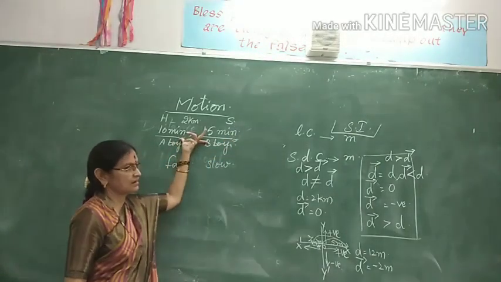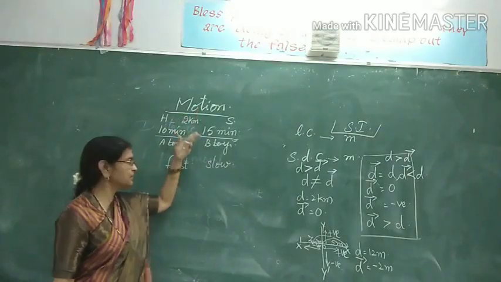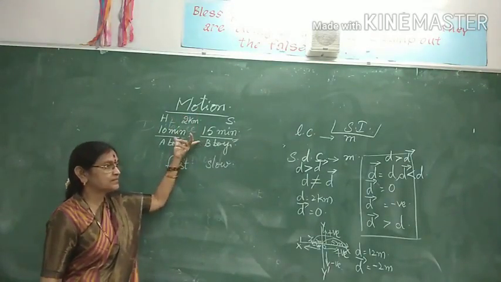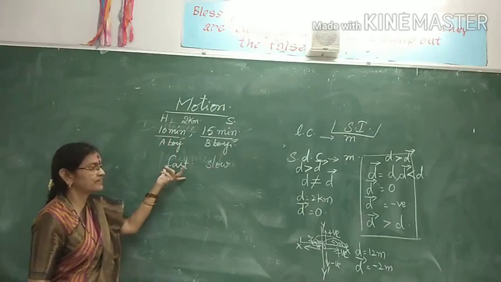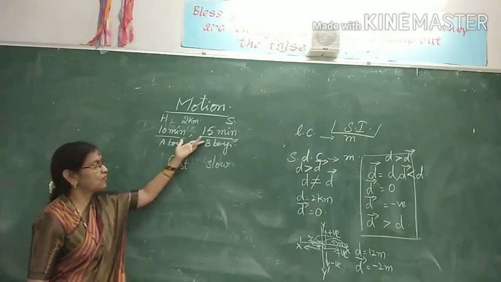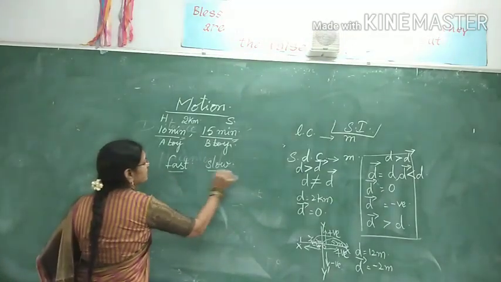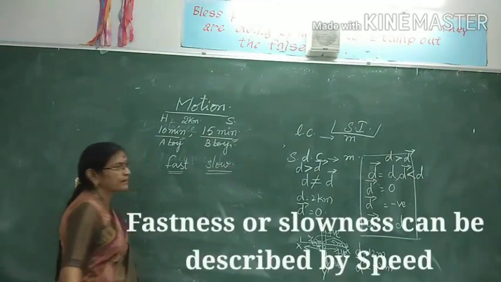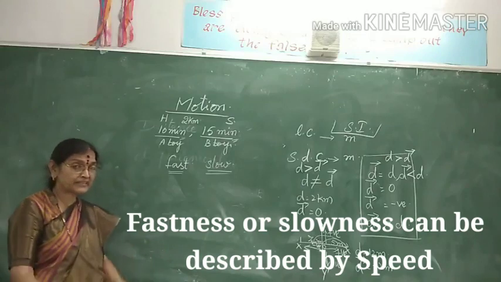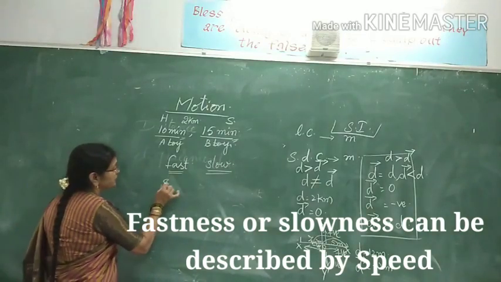Time difference is there. Distance covered is the same, but the time difference is there. If time is less, he is going very fast. If time is more, then it is slow. So the fastness and slowness of a motion can be described by another term, that is speed.